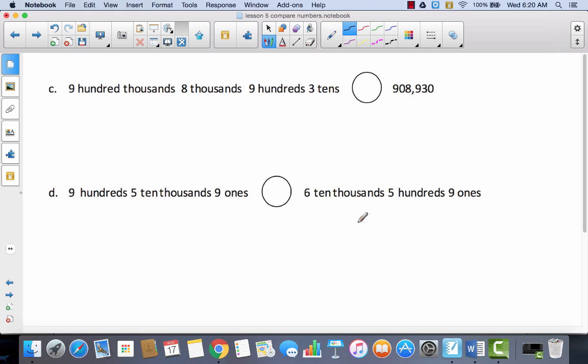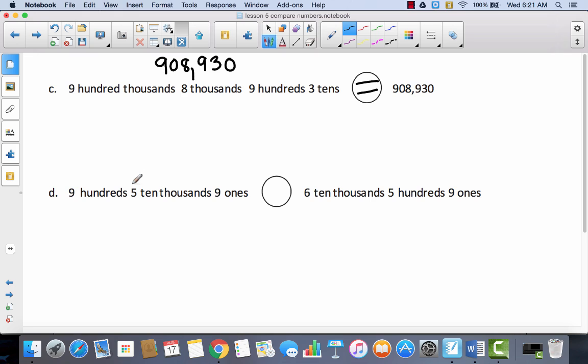Okay, let's look at C. All right, so this time they've written the number in unit form. So they've given me 900,000, so I'm going to put a 9 in the 100,000s. I have no 10,000s, so I'm going to put a 0. And I have 8,000s, comma. So I have 9 hundreds, 3 tens, 0 ones. And I'm going to compare that to this number. Well, first of all, I see that they are the same in the 100,000s, the 10,000s, and the thousands, and look at the hundreds. These two numbers are equal.